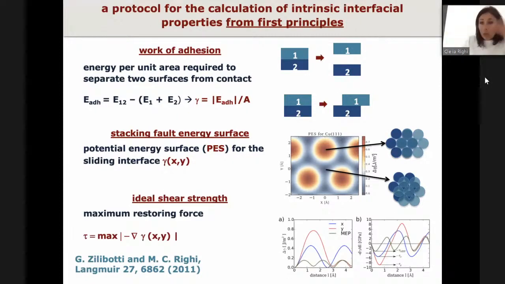And from the corrugation and shape of this potential energy surface, we can derive the frictional forces that appear during sliding, and we consider the most negative one as the highest resistance force, so as to calculate the ideal shear strength of the interface for sliding along a specific direction.